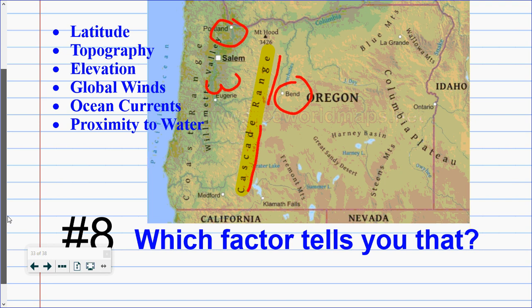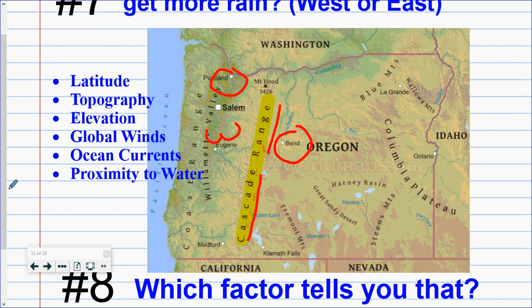And then down here is number 8. Which factor tells you that? The factor that determines which side of a mountain range will get more rain is topography. Remember, on your assignment today, don't Google topography, look in your notes.